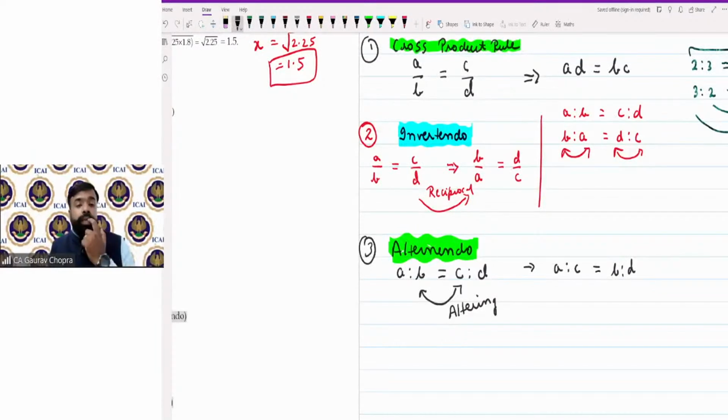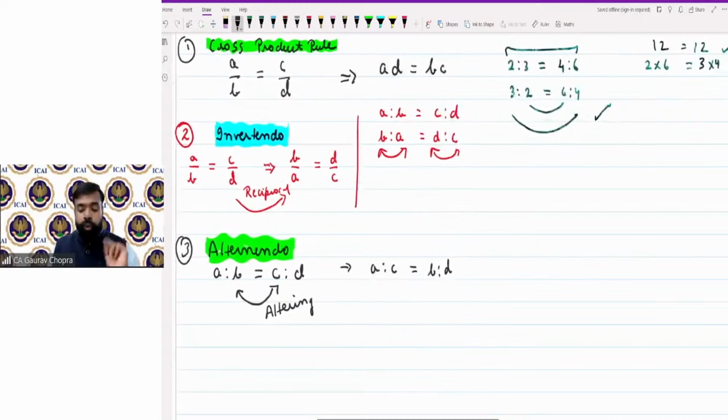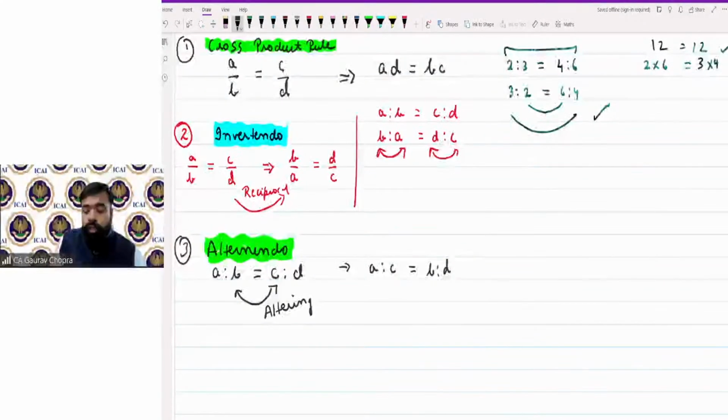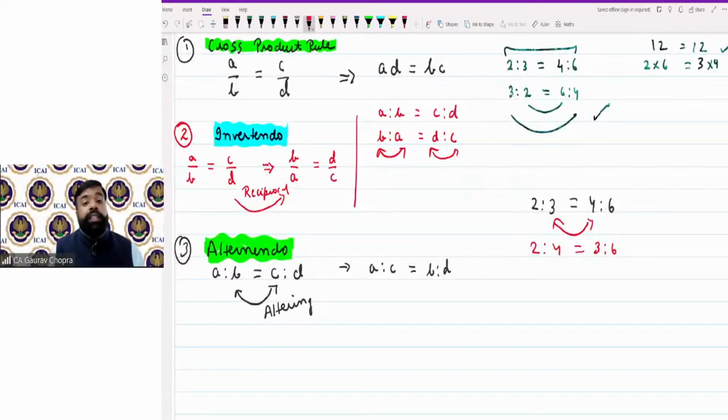So after altering, these two will still be in proportion. Let's see how. Originally we have written 2:3 equal to 4:6. So originally they are in proportion. Now we have interchanged these two values, so it will become 2 ratio 4 and 3 ratio 6. Now again you can check they are in proportion or not. So yes, they are in proportion. 4 into 3 is 12. 2 into 6 is also 12.